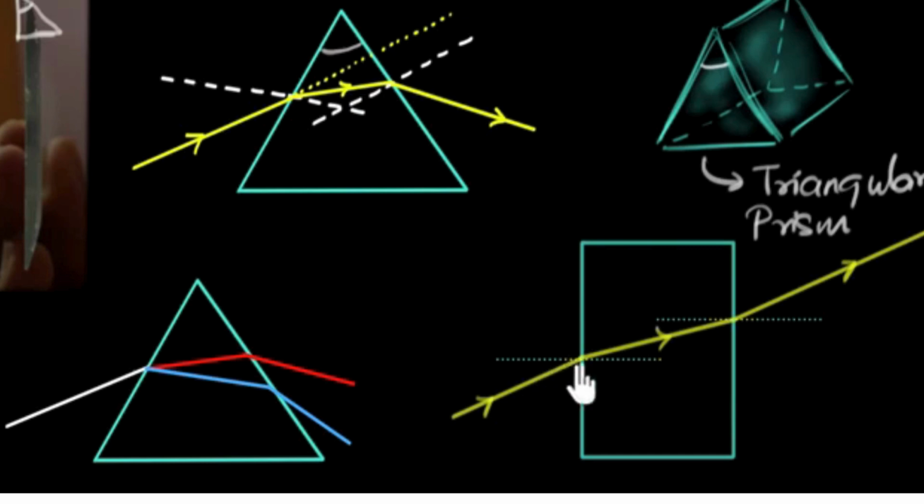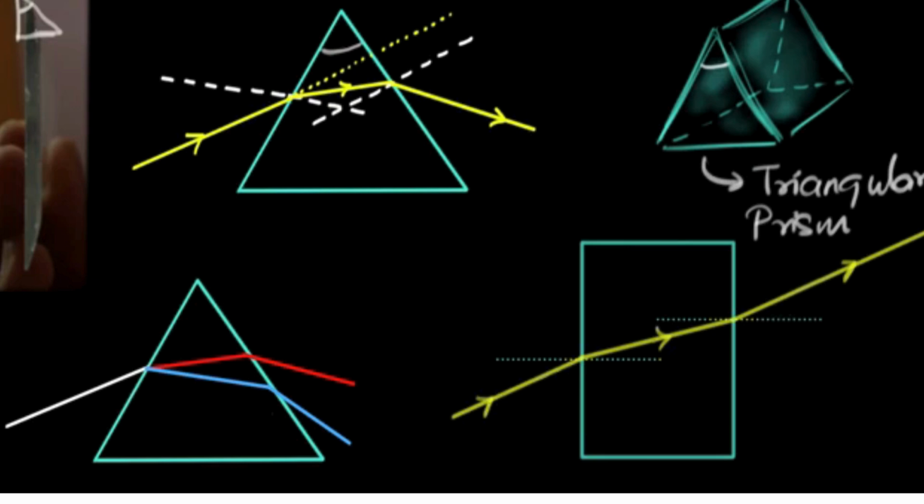And this happens because over here, the light bends towards the normal, then it bends away from the normal. And since the two sides are parallel, the two bendings cancel out. And as a result, this emergent ray becomes parallel to the incident ray. That's the big difference between this and this. Over here, because the two sides are angled, the emergent ray is not parallel to the incident ray. All right.